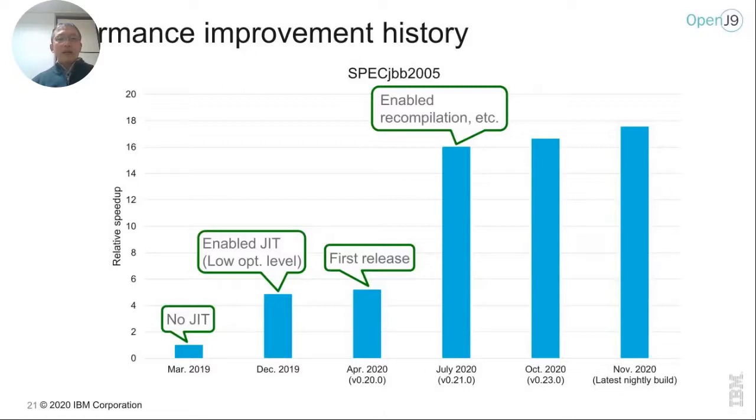After that, in May and June this year, we enabled compiler optimization at higher levels, which includes our technique called recompilation. The July release is faster than the interpreter by 16 times. We are implementing more work items in the JIT compiler to improve the performance now.